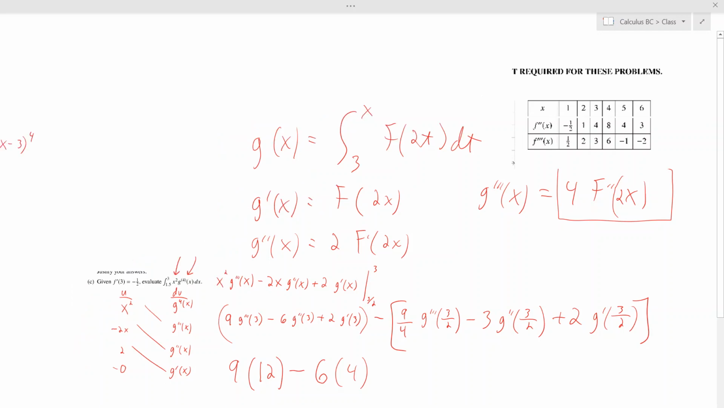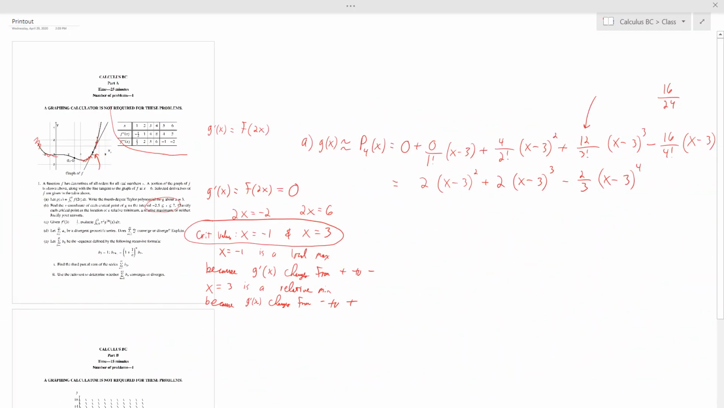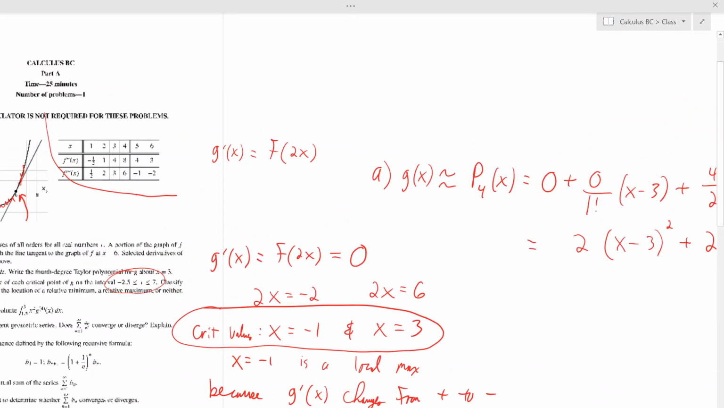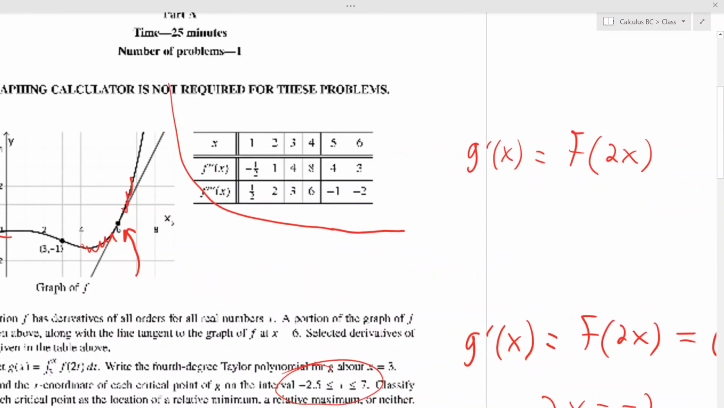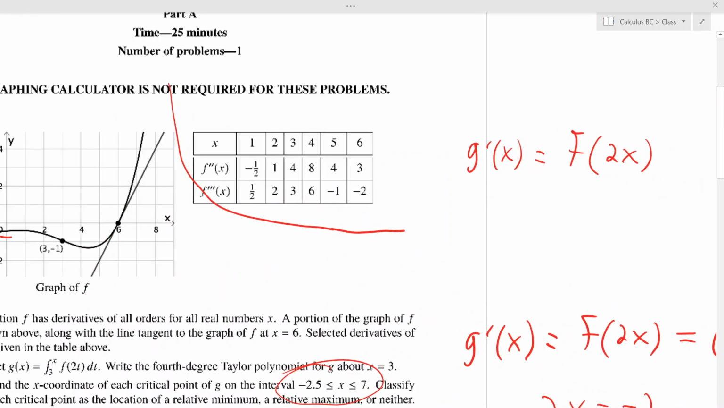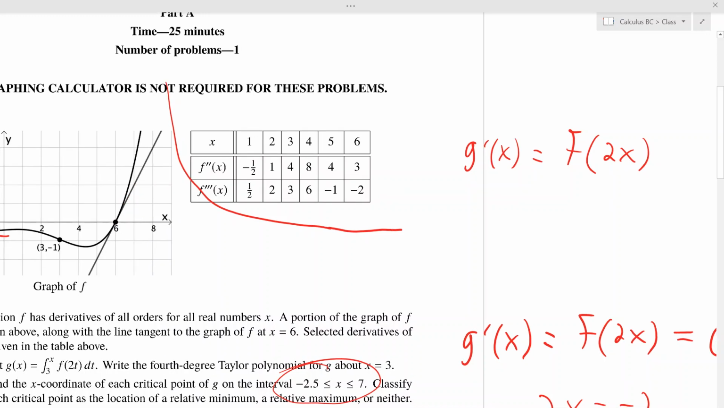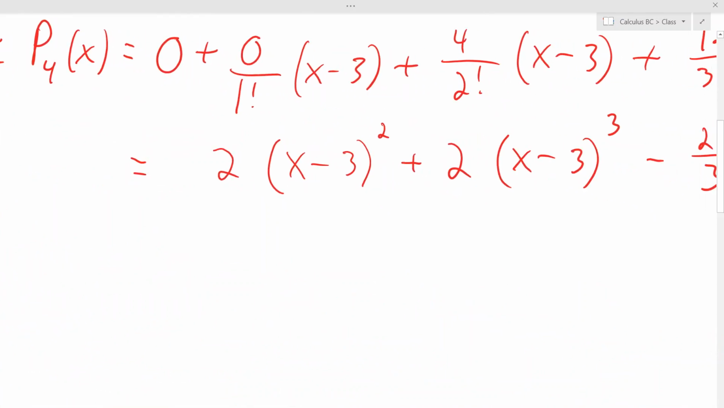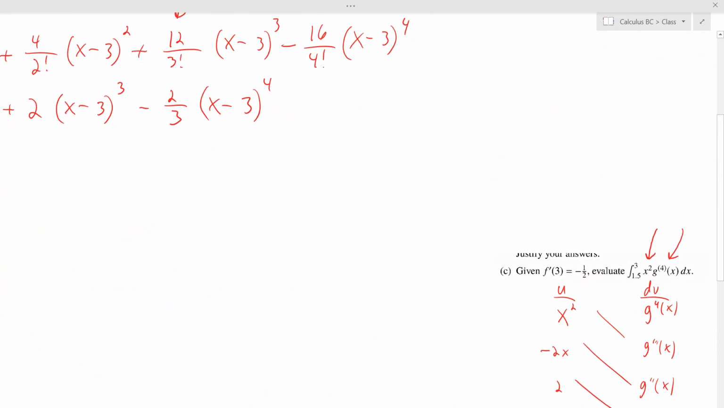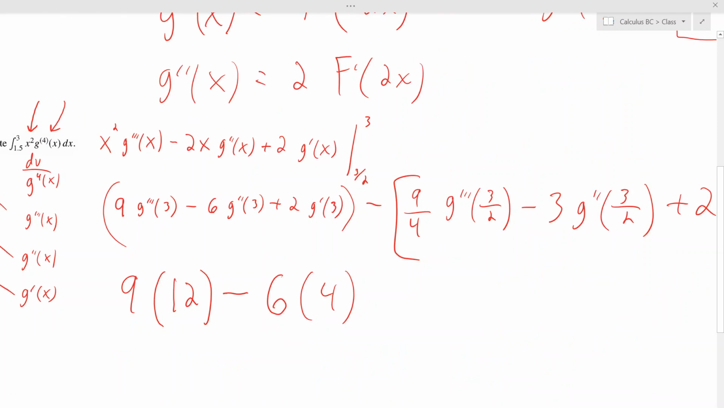Remember, that came from the tangent line, right? F prime of 6. Remember, we had this tangent line over here? It's a little blurry. But the slope at 6 was 2. So the derivative at 6, f prime of 6, was 2. Here's what's going on there. Okay, we got all this.